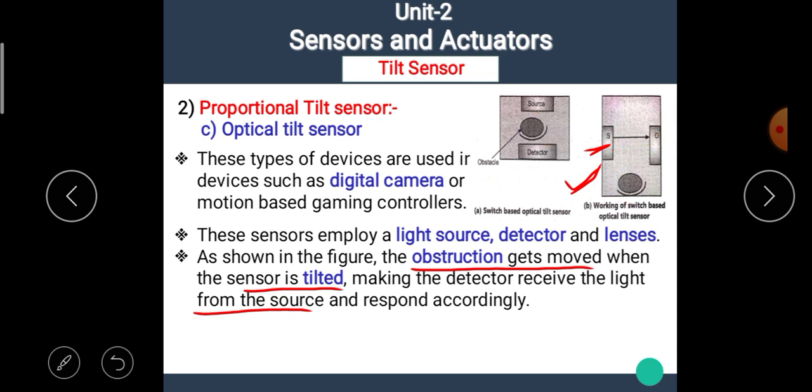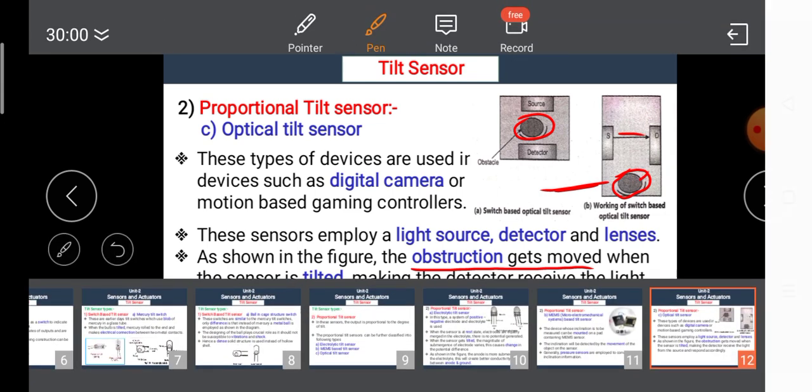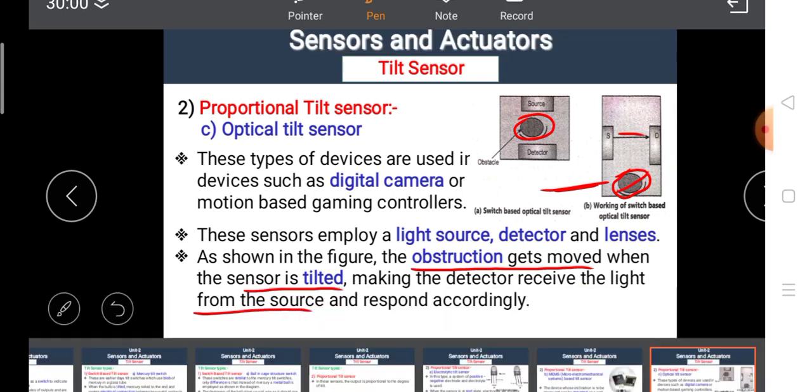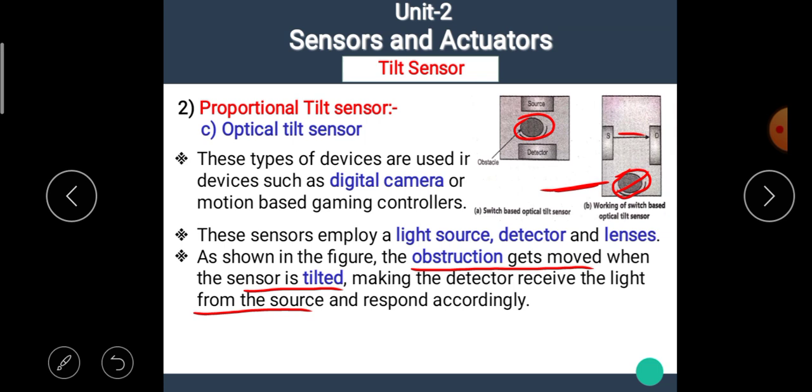Let's see once again. Depending upon the position of the tilt sensor, the obstacle goes away from the source and detector, and the amount of light will be maximum or minimum depending upon the position of the obstacle. I hope you all understand the working of the optical tilt sensor.